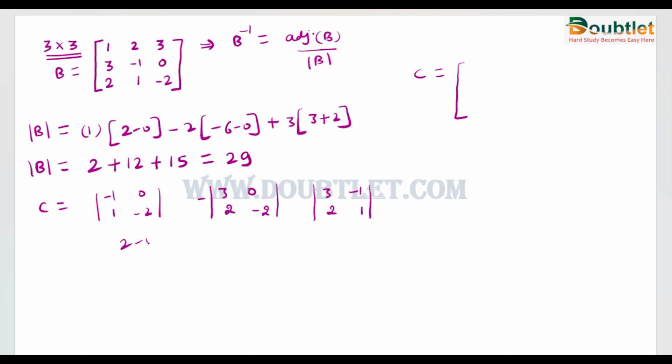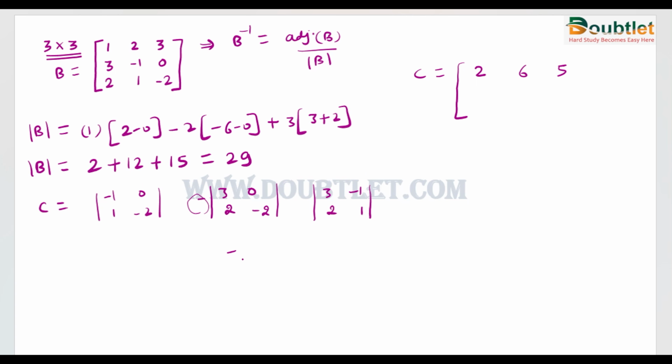So this will become 2 minus 0. So here it will become 2. So here minus 6 minus 0, and the minus sign is in the front, so it will become 6. This will become 3 plus 2, 5. So we have got the first row.